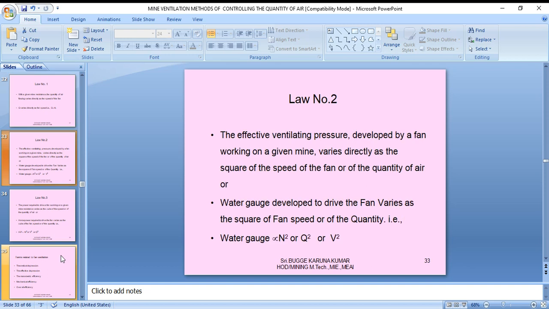Second law. The effective ventilating pressure developed by a fan working on a given mine varies directly as the square of the speed of the fan or quantity of air. So the water gauge developed by the fan varies as the square of the fan speed or quantity. You can write it as water gauge directly proportional to N square, or V square, or Q square. So pressure is directly proportional to the square of the velocity, or the square of the quantity.